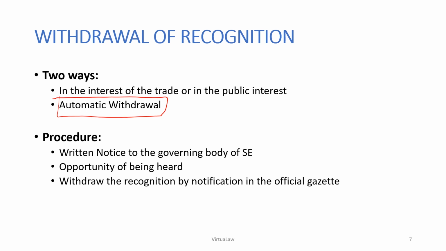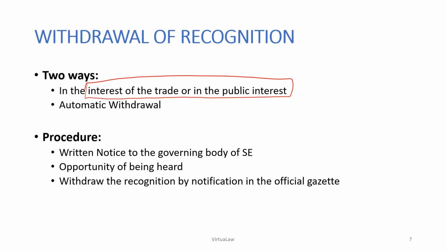The language of the act basically says that where you do not meet the conditions of corporatization and demutualization and other conditions prescribed by the SEBI for recognition of a stock exchange, then the recognition given to such stock exchange shall stand withdrawn. Right? You're getting the point. So to summarize this, there are only two ways by which you can withdraw the recognition given to a stock exchange. One, where SEBI feels that in the interest of trade or in the public interest, such recognition has to be withdrawn, and two, through the automatic withdrawal route.